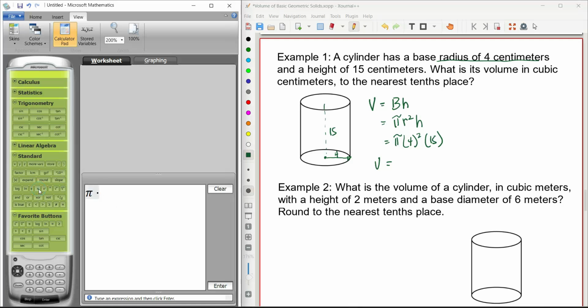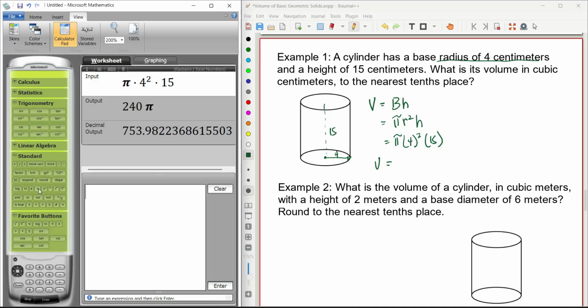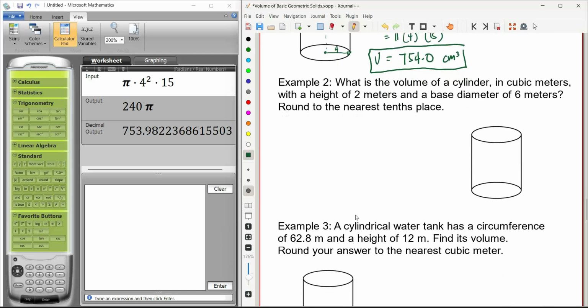So that's pi times 4 squared times 15. So I'm going to use the decimal output to the nearest tenths place, so up to 1 decimal point. The number on the right side of the tenths digit is 8, so that rounds up. So this is 754.0 cubic centimeters. There you go.